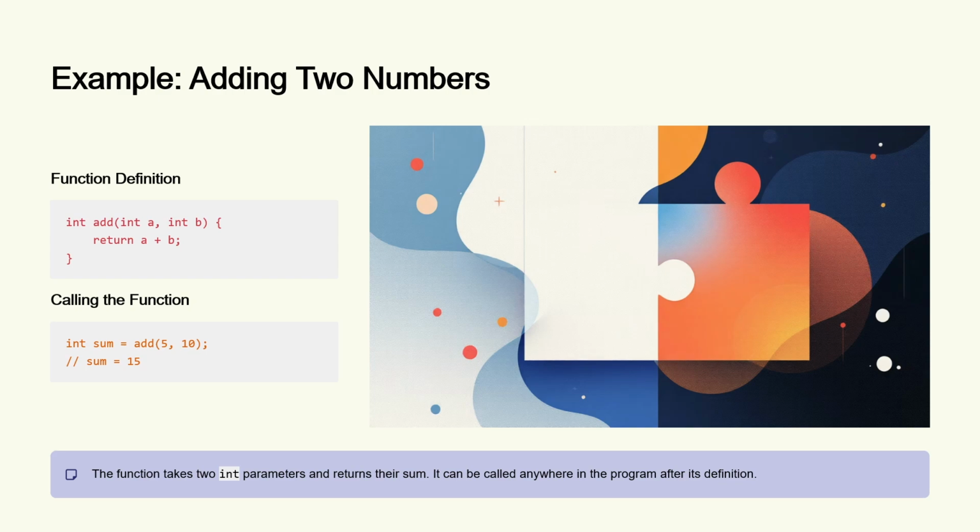But how are we going to call the function? int sum = add(5, 10). In this statement, the function is called with the values 5 and 10. The function calculates the sum and returns a result, which is stored in the variable sum. So the value of sum becomes 15. So the function takes two integer parameters and returns the sum. It can be called anywhere in the program after its definition.